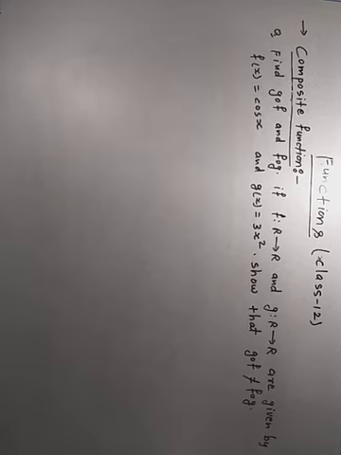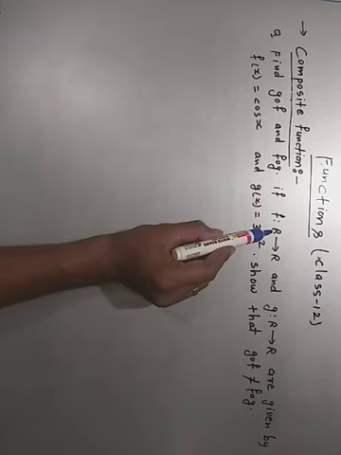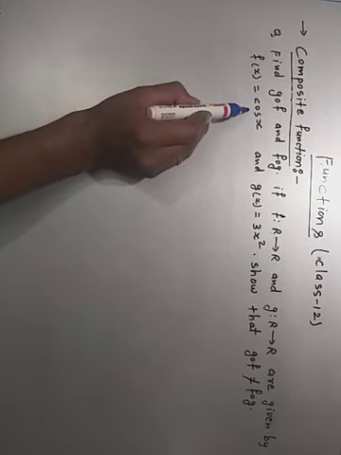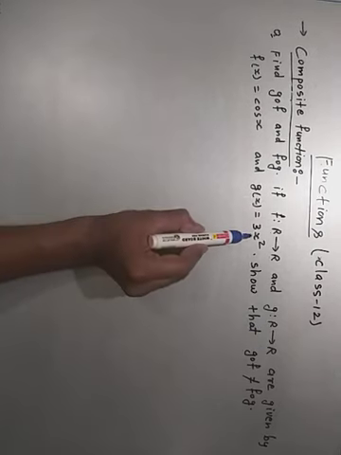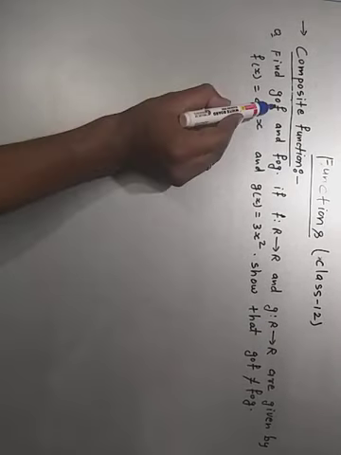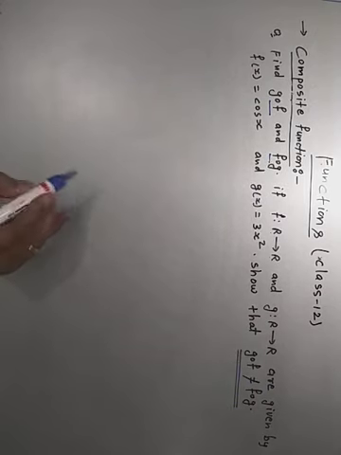तो अब नेक्स्ट एग्जांपल देखते हैं. Again there is two functions f and g. f is a function defined from R to R such that f of x is equal to cos x, and g is a function defined from R to R, g of x is equal to 3x square. We have to find gof and fog, and finally we have to show that gof is not equal to fog.